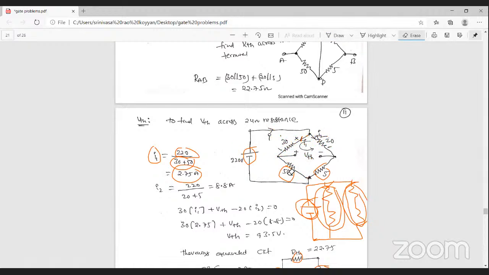Similarly, this is the I2 current. So the I2 current is total voltage by total resistance. These two are in series. That is how the I2 current is given. So the I1 and I2 currents are obtained.